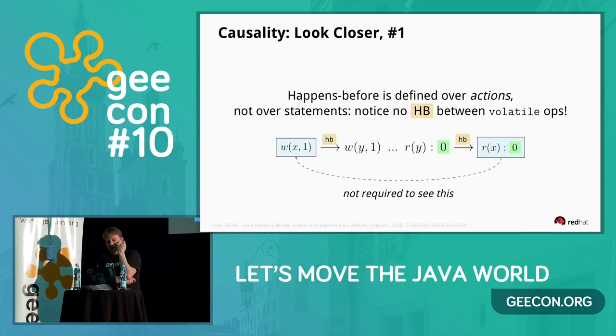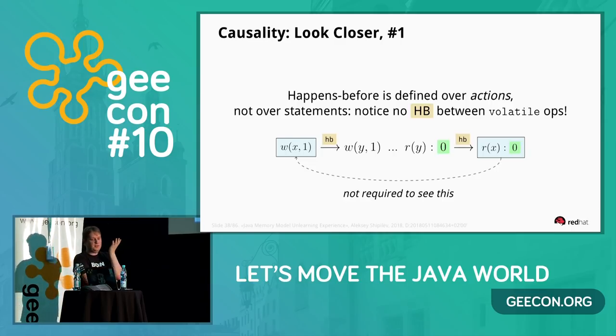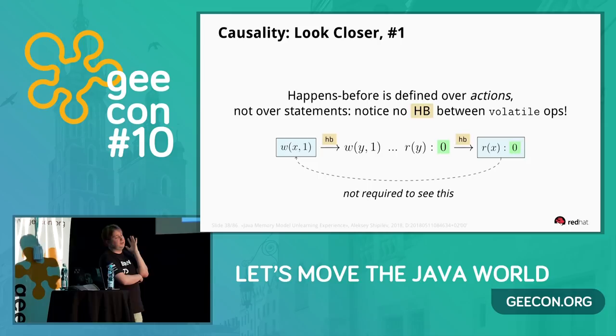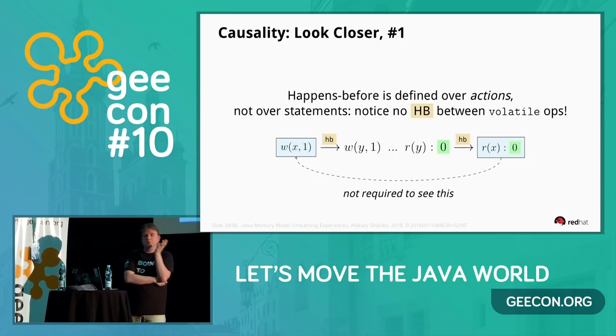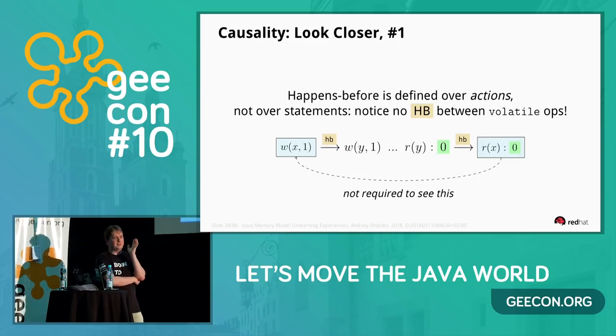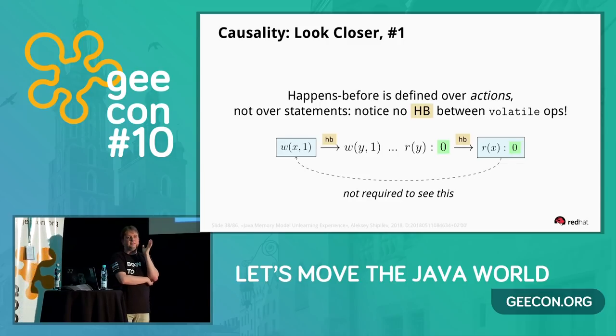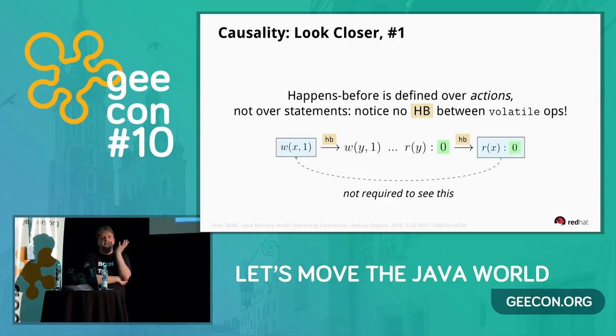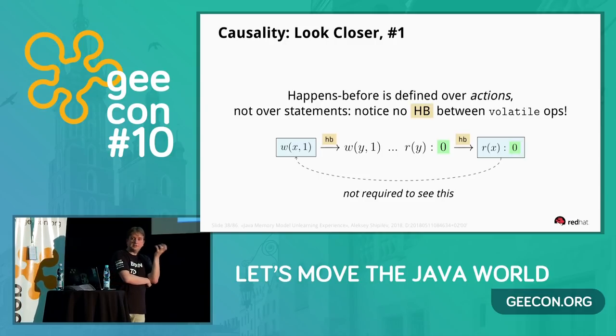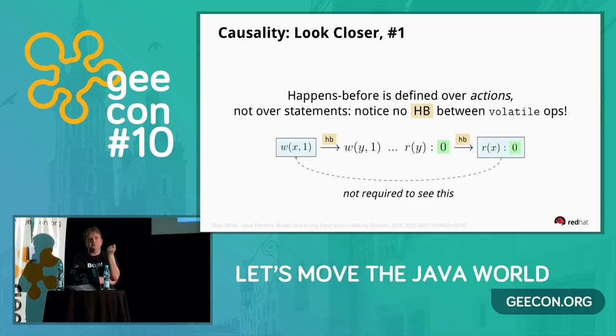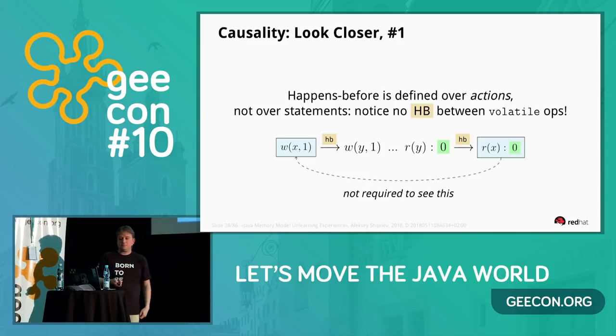But notice a few things here. First, that happens before is defined over actions, not over statements. So if you see on the internet that people just argue that the statement here, which is r1 equals y, happens before the store somewhere, it's just wrong. You can only reason about happens before with the actions, with the actual things that the program did, not what is written in your template in your source code.